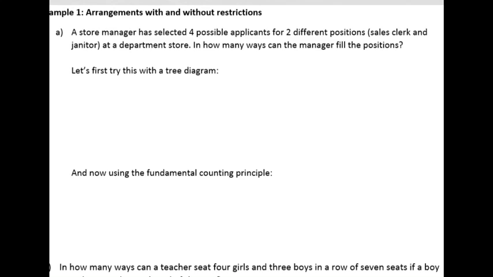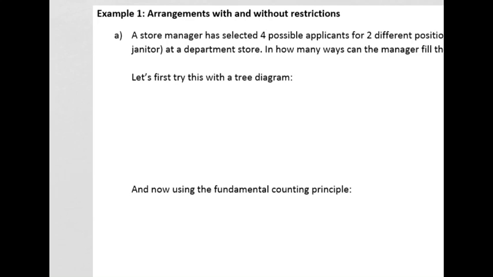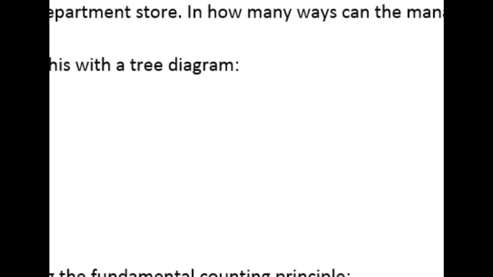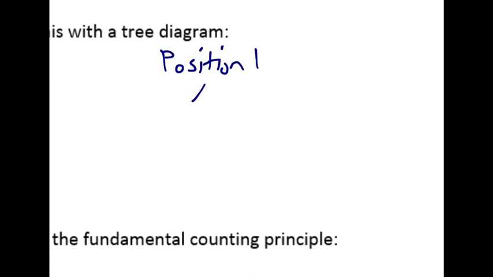8? Okay, how'd you get that? 4 times 2? Okay. Let's look at this in a tree diagram. So let's say that for the first position, I'm going to zoom in a little bit more. So for position 1, we could have either A taking that position, B taking that position, C, or D.